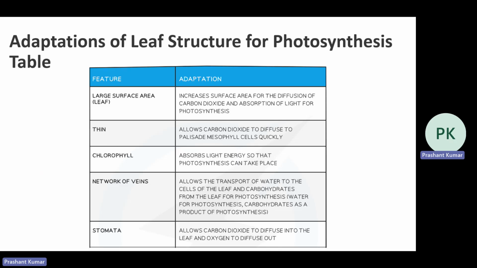Then there are chlorophyll molecules to absorb sunlight. There is a network of veins to supply water to each and every part of the plant cells, the palisade mesophyll cells, so that they can do photosynthesis. Stomata, obviously, are for gas exchange. As the demand for CO2 increases, diffusion will be faster inside the leaf. And as the production of oxygen increases, oxygen will diffuse out.